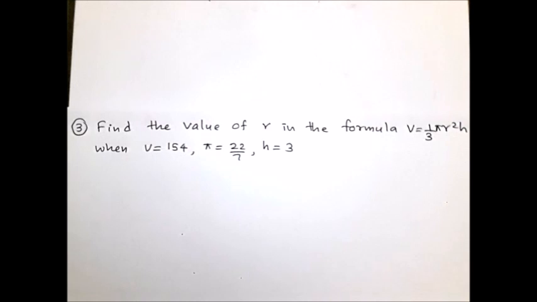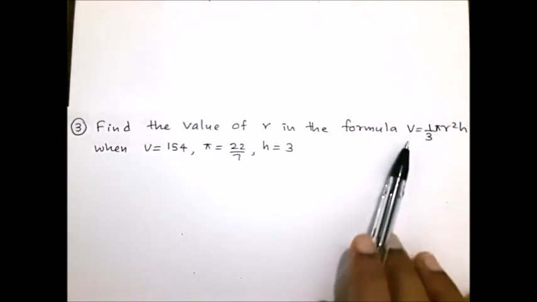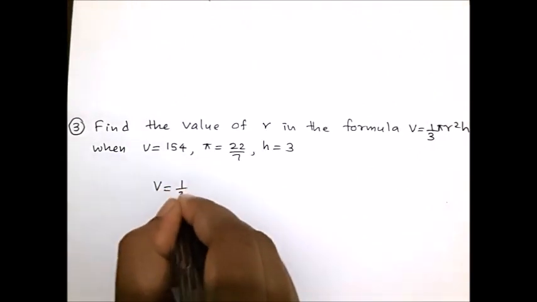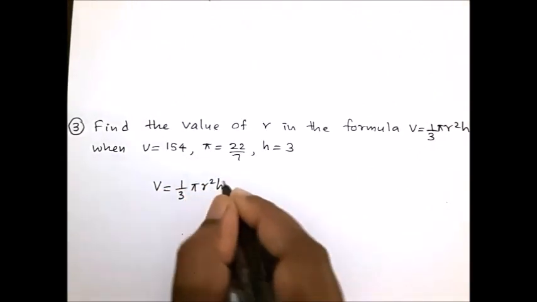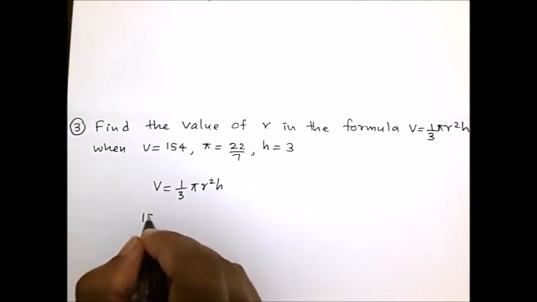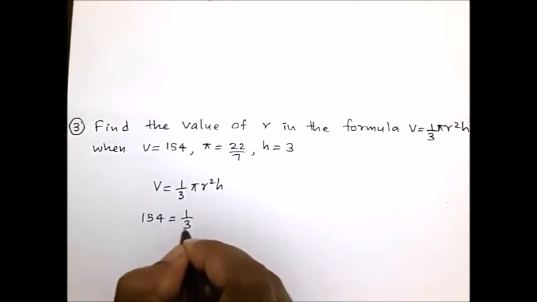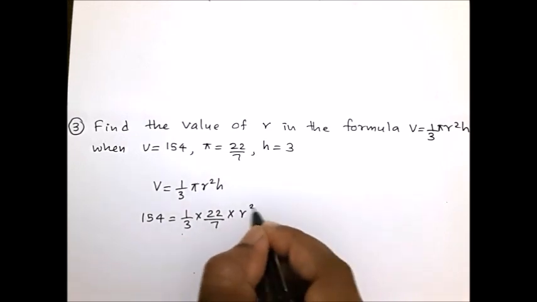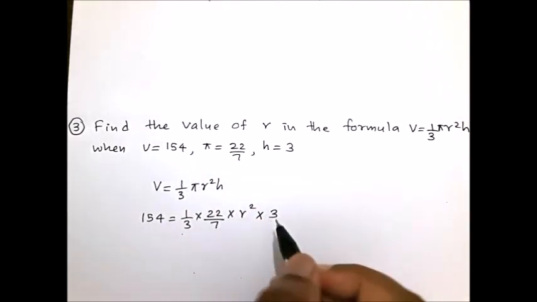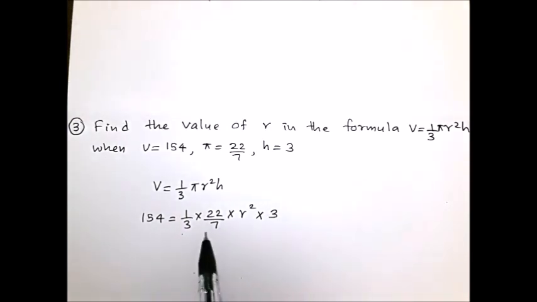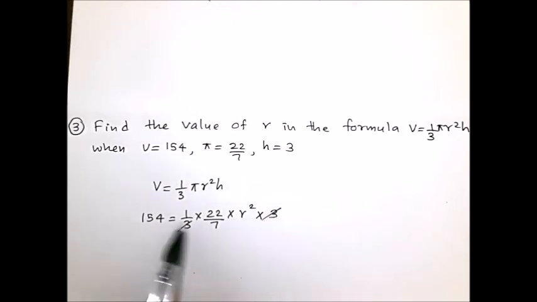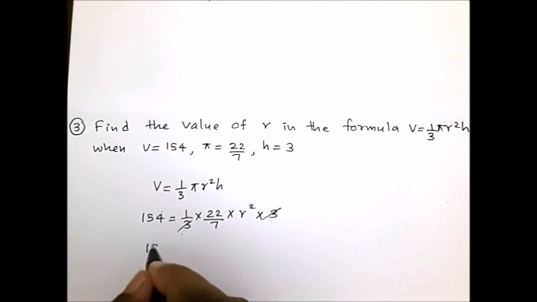Now look at the third one. Find the value of R in the formula V equals 1 over 3 pi R squared H. V is given. It is 154. Pi also given. It is 22 over 7. You have to find R. And H is 3. Now you can use cross multiplication. First you can simplify 3 and 3 here. Then use cross multiplication. Take 7 here and take 22 here.